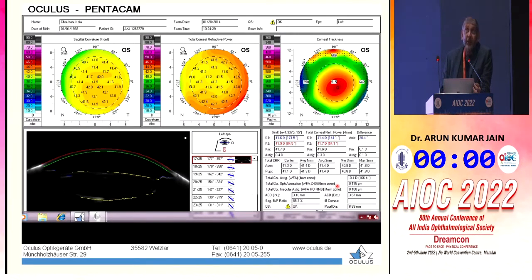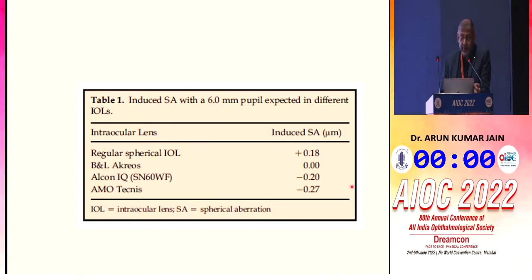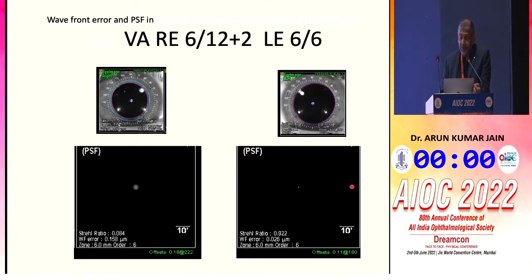This is a cataract surgery planning map. In this map, if you look here, this gives us the total spherical aberration at the 6 millimeter zone. So normal is around 0.27 micron. Depending upon that, one can choose a spherical IOL, and different IOLs have different magnitudes of asphericity.